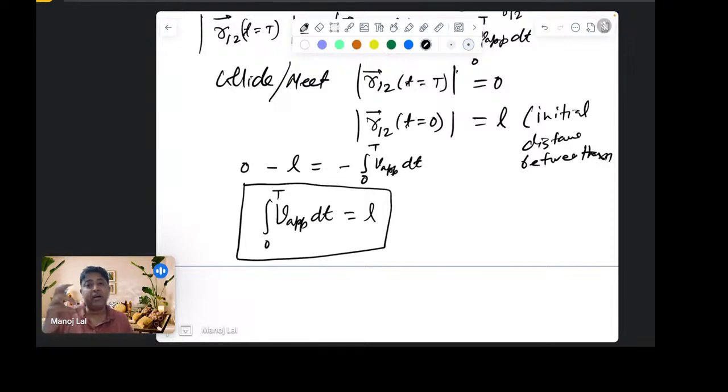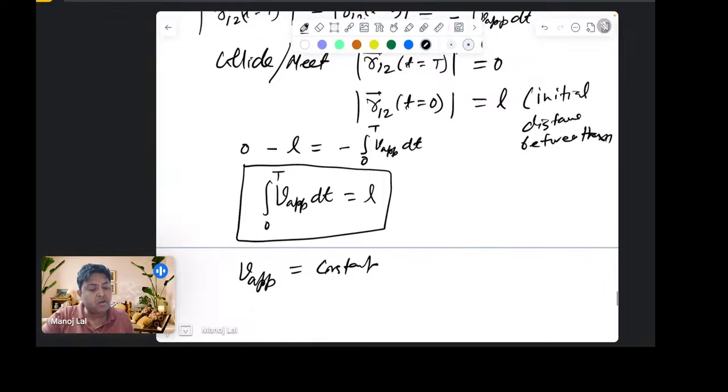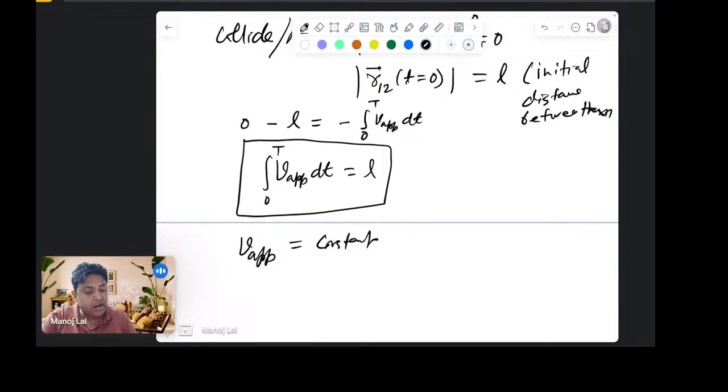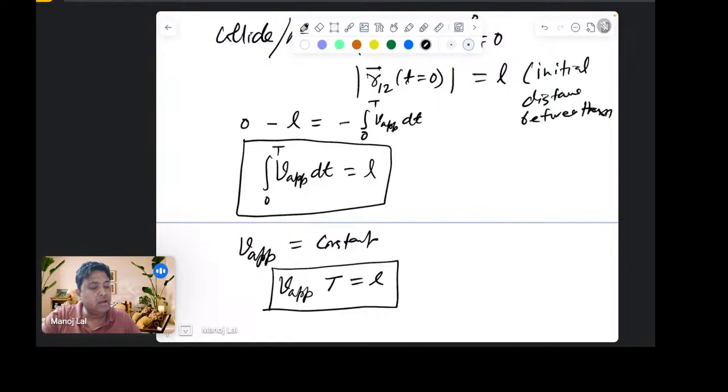This idea is clear. But if that velocity of approach is constant, right? It may be constant, may not be constant. If it is constant, then we can write velocity of approach, I take outside the integral. Integral dt will be t, is equal to L. So this is for V approach varying.